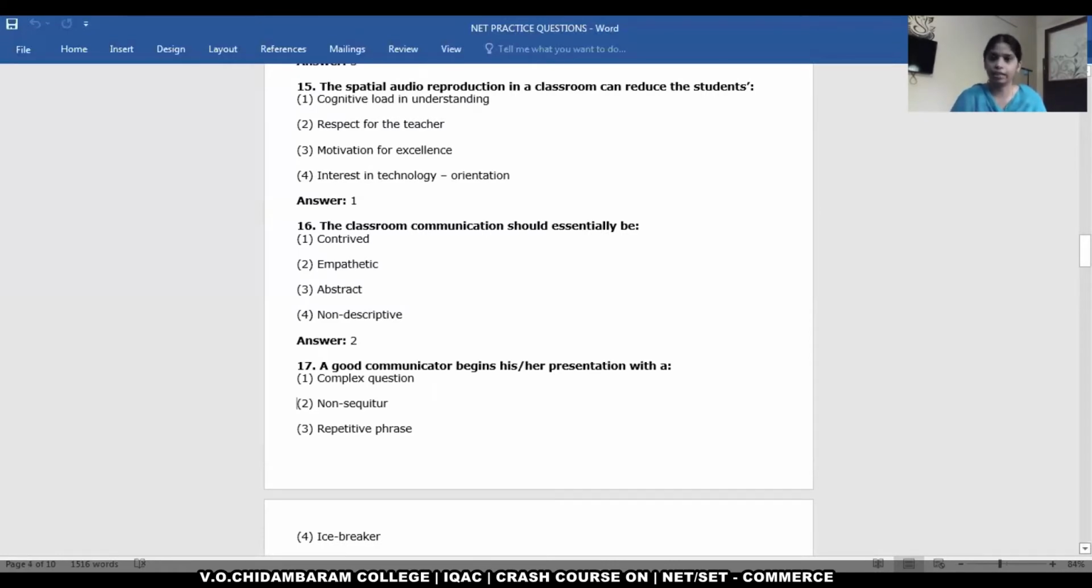So it will reduce the students' cognitive load in understanding. Cognitive means the mental load in understanding, mental understanding, or respect for the teacher. Respect for the teacher, it's very clear. The meaning is clear. Motivation for excellence, just the motivation.